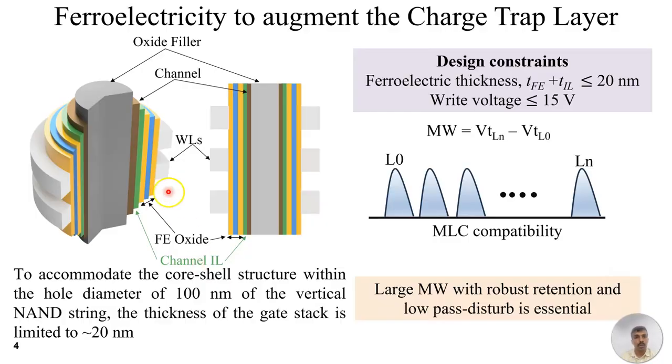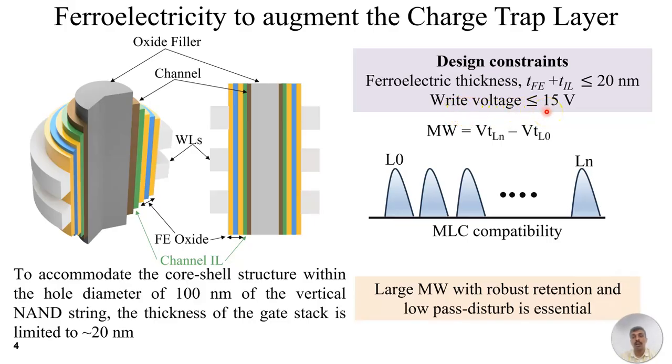So to start with my motivation, ferroelectric material has been considered as a potential candidate for next generation NAND flash application as we further scale the NAND flash technology. When we consider ferroelectric material for future NAND flash application for the vertical NAND process, there are certain design constraints that we need to adhere to. First, the ferroelectric thickness needs to be less than or equal to 20 nanometer, including the channel interlayer thickness, and the write voltage needs to be less than or equal to 15 volt.